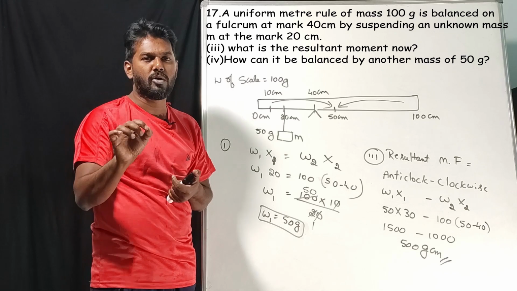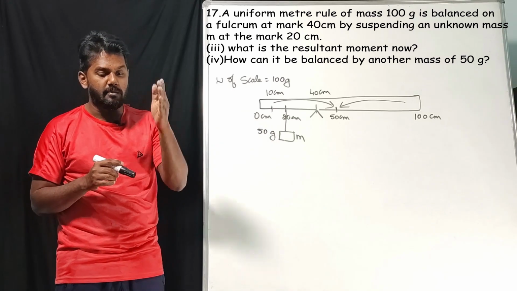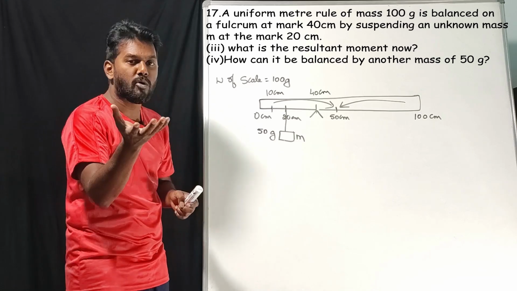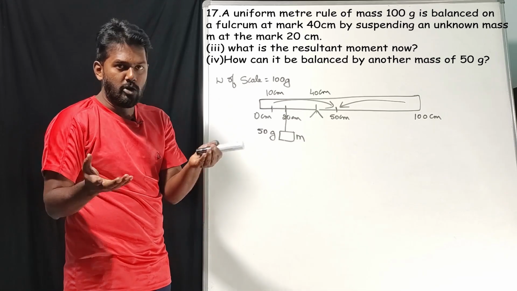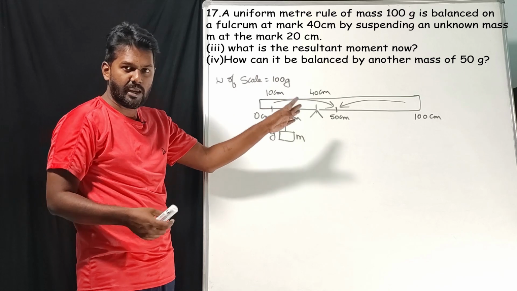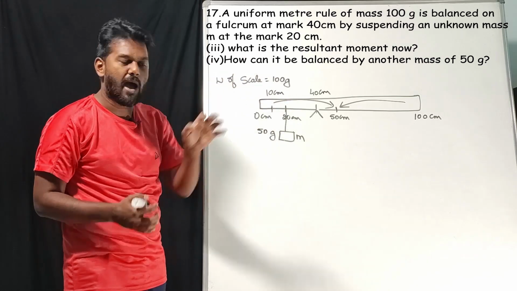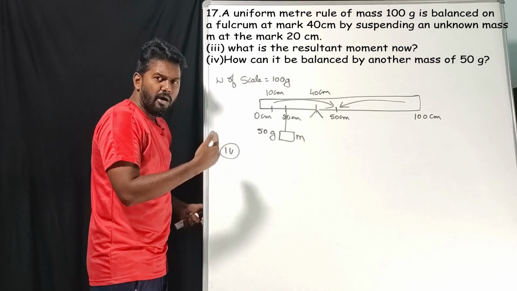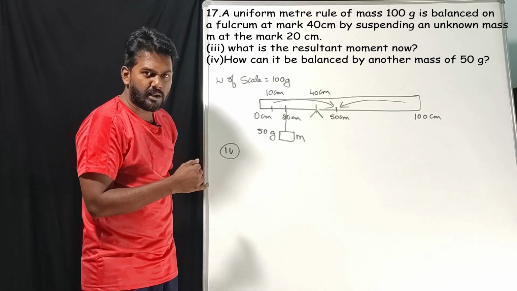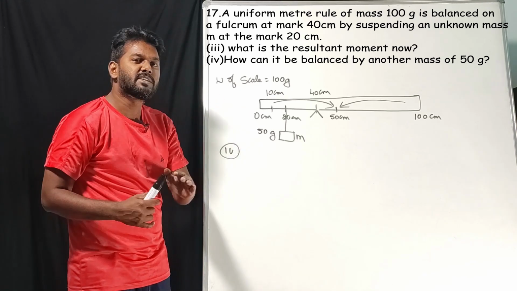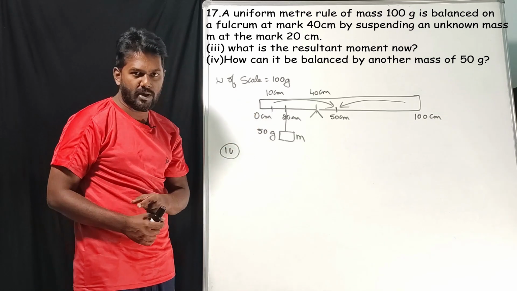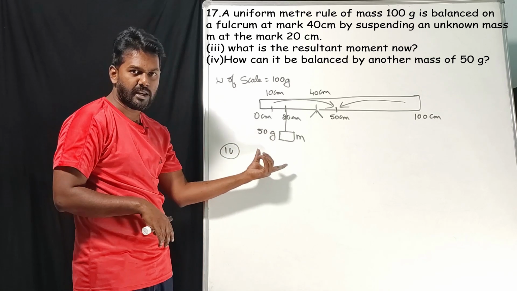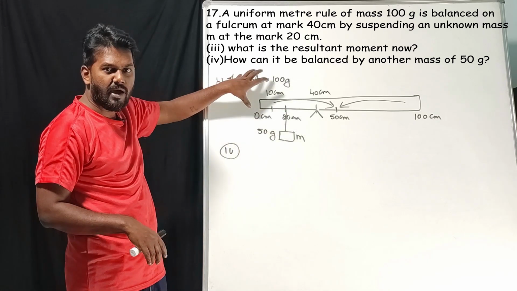And we have one more question. How can it be balanced by another mass of 50 gram? Now they are going to provide one more 50 gram load. We have to keep it somewhere on the scale so that it is balanced. Now we got to know the resultant moment of force, correct? Which side was more? Anti-clockwise, correct? If I place that extra 50 load on the anti-clockwise side, only this side value is more.